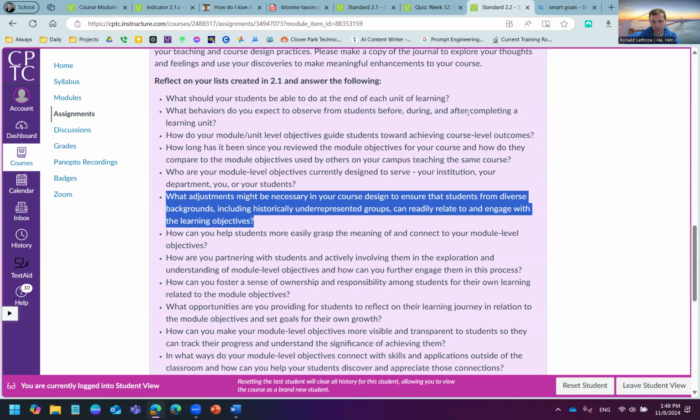I try to have open dialogue a lot. I don't know that I have ever really thought about it in terms of diverse backgrounds, but I do try to have an open dialogue with the students about, hey, I'm trying this out. If it doesn't go well, I might adjust the grading strategy.